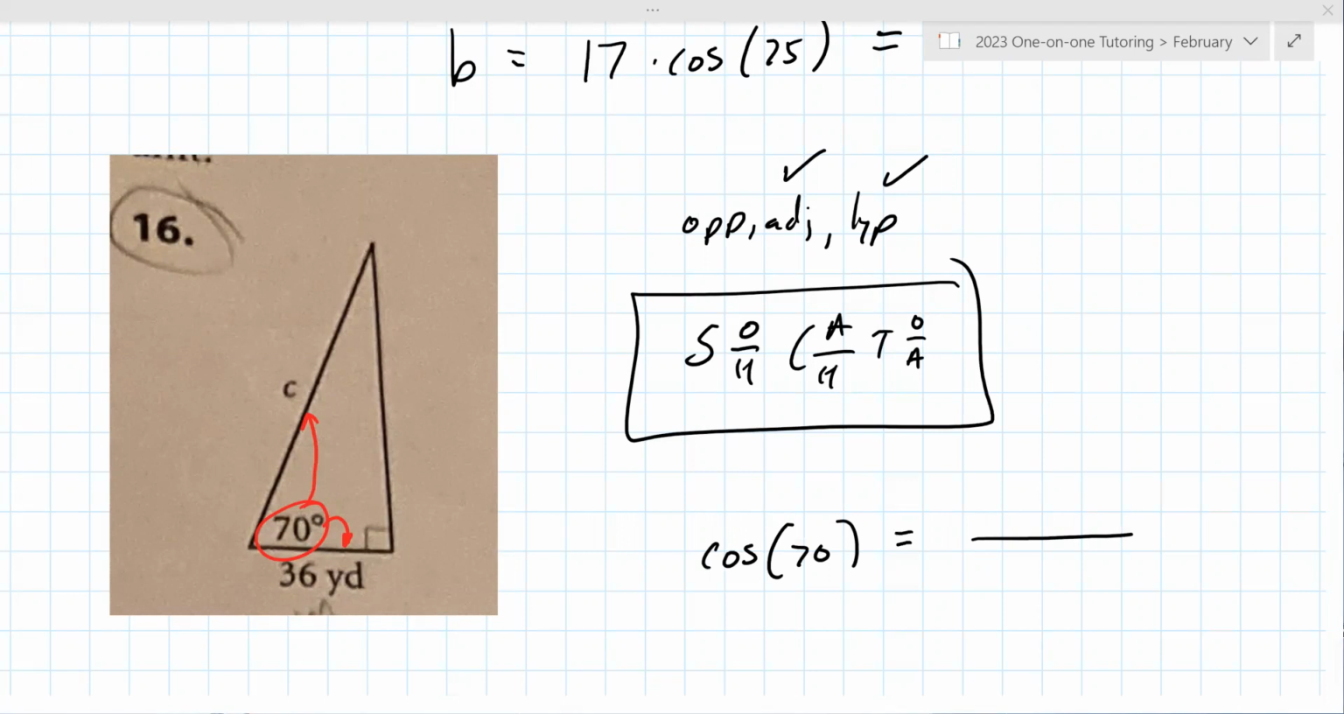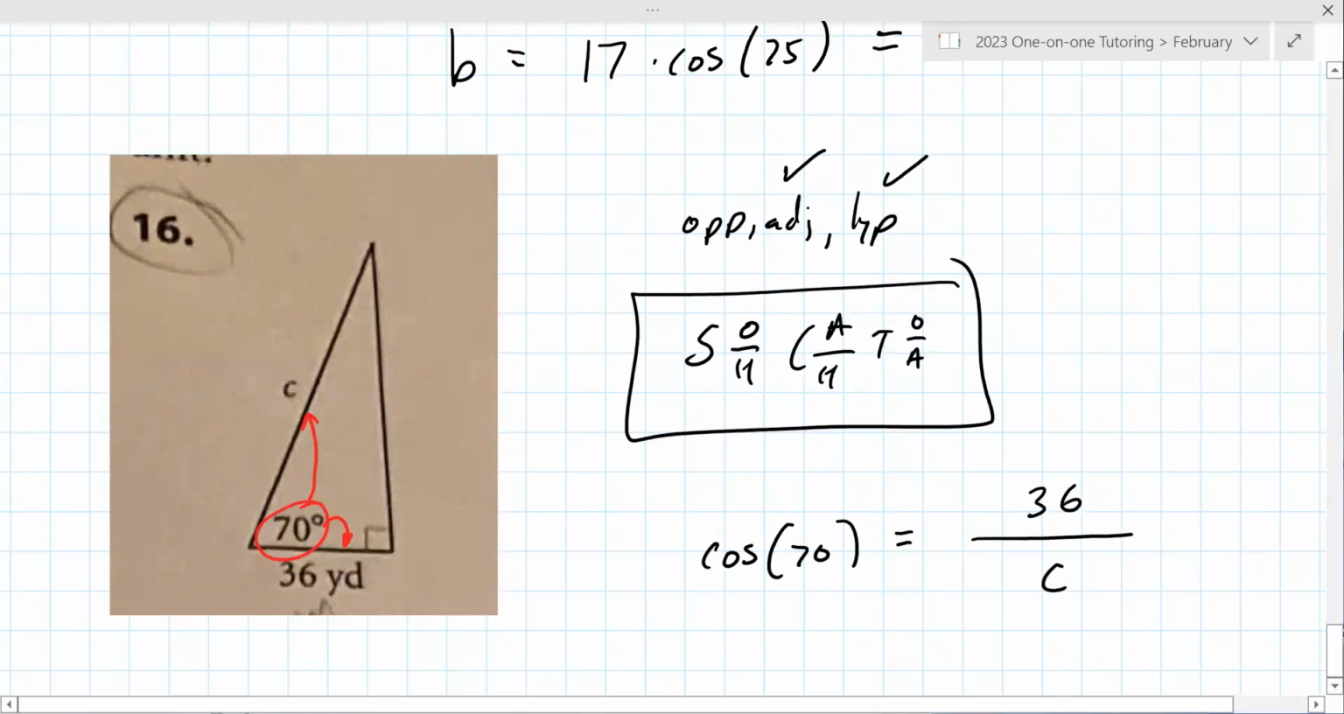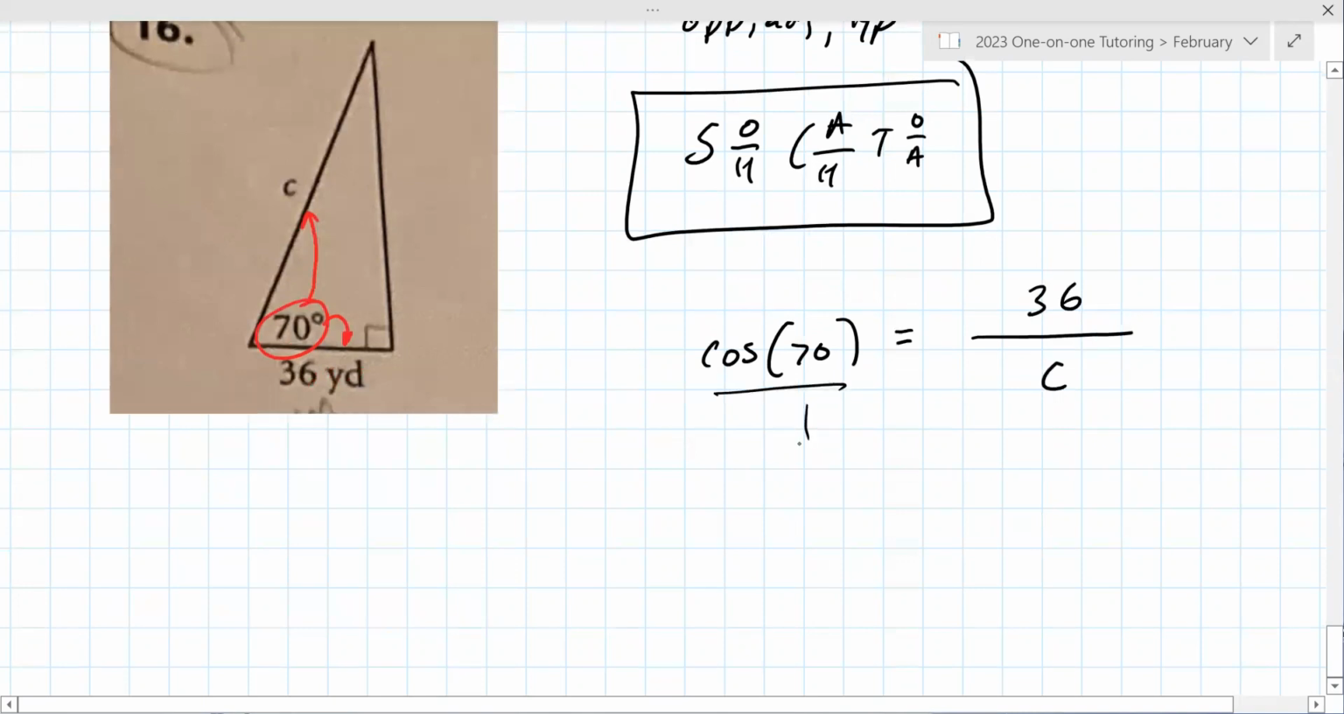So that would be cosine 70 equals adjacent over hypotenuse. That would be 36 over C. Okay. And then now you just write 1 below cosine 70, which would give you C times cosine 70 equals 36.